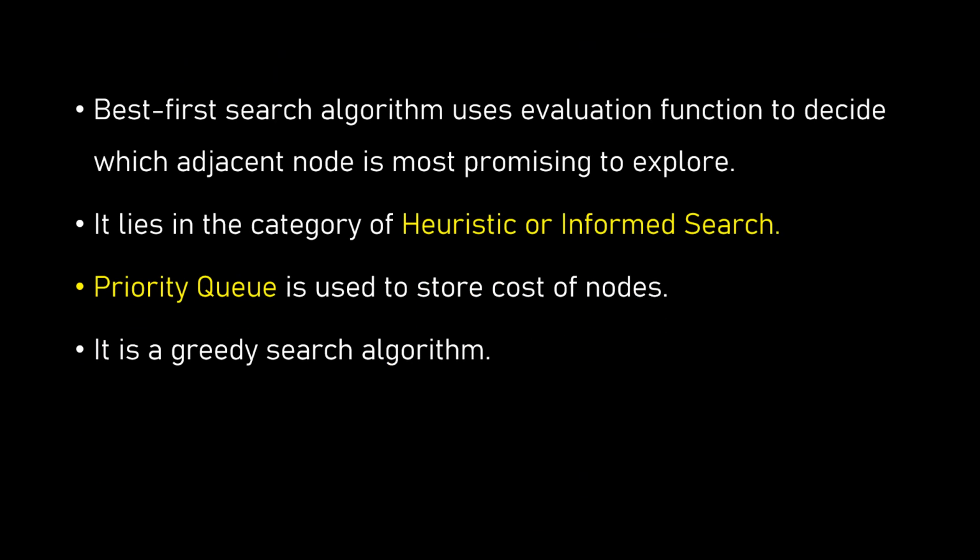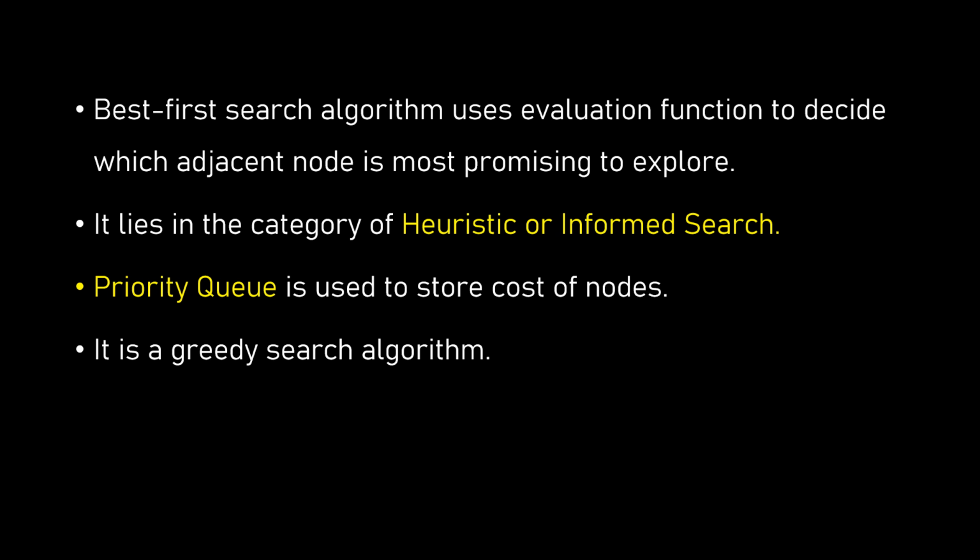Best first search algorithm uses an evaluation function to decide which adjacent node is most promising to explore. The best first search algorithm is a heuristic search algorithm used in various domains, including artificial intelligence, graph theory, and optimization problems. It is similar to Dijkstra's algorithm. It uses a heuristic function to guide its search. It is an informed search or directed search.